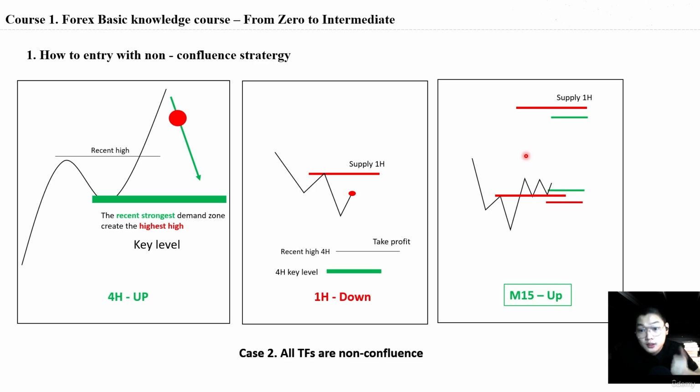Therefore, non-confluence strategies are also good strategies, but you need to make sure the distance from your entry to stop loss is very small and the distance from this entry to take profit is big. It means that the reward risk ratio is still enough, at least higher than 3 times, to make sure the system and the trading is still profitable. And now let's jump into some examples for this case to understand more about this.